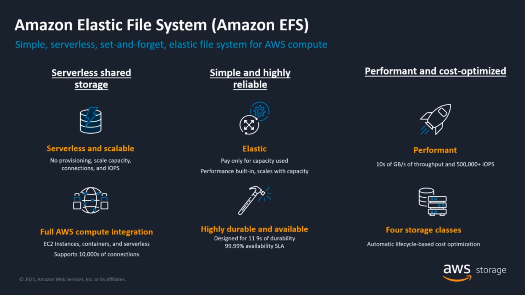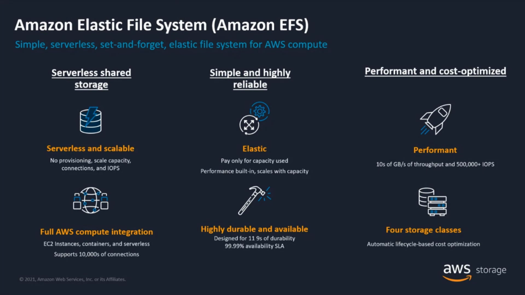EFS is elastic, automatically scaling up or down as you add or remove files, and you pay only for what you use. Your performance automatically scales with your capacity, and EFS file systems can scale to petabytes in size. EFS is also highly available and designed to be highly durable. We offer up to 4 nines availability, and we're designed for 11 nines of data durability. And to achieve these levels of availability and durability, all files and directories are redundantly stored within and across multiple availability zones, or redundantly within a single availability zone in the case of OneZone storage.